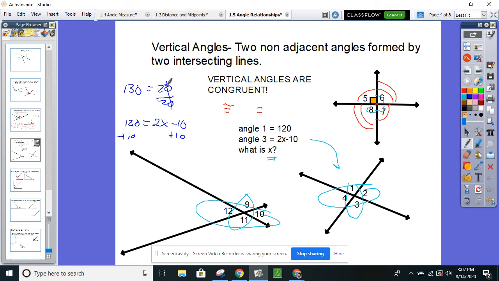2x divided by 2, you get 65. 65 equals x. That's the value right there.